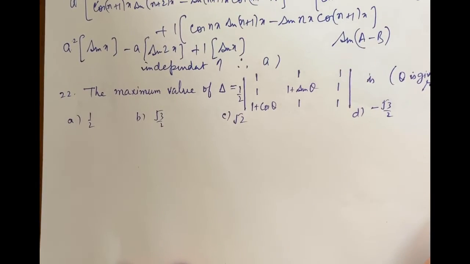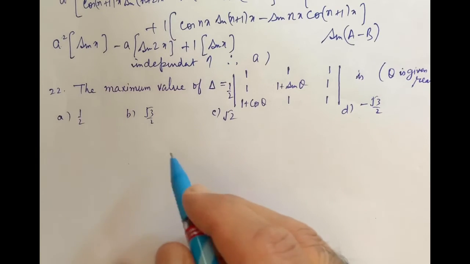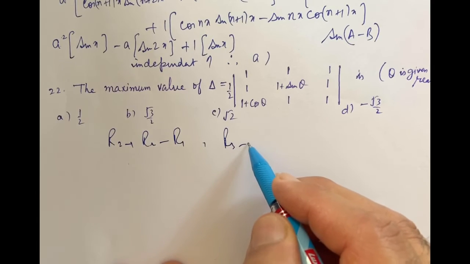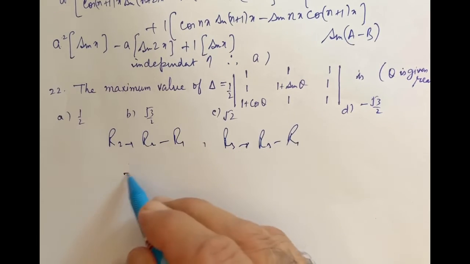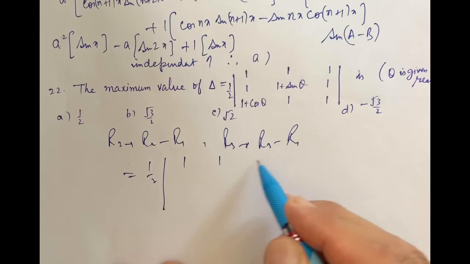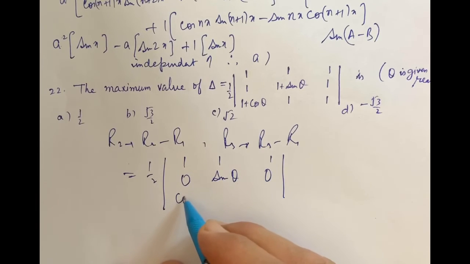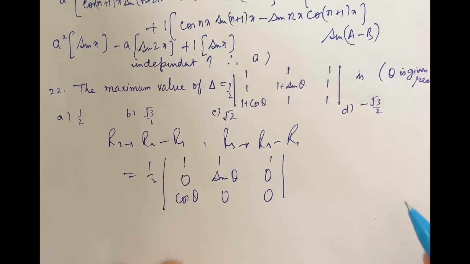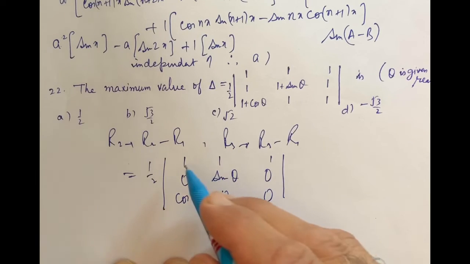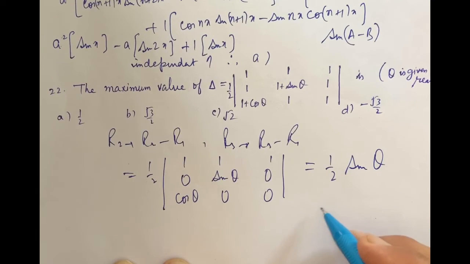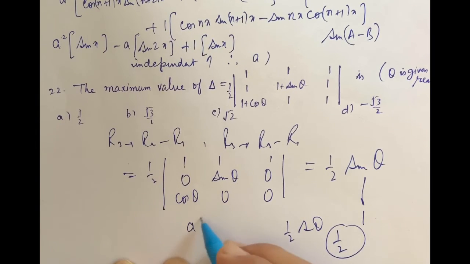Next, we have to find the maximum value of the determinant. So we can operate R2 minus R1 and R3 minus R1. This is 1 by 2 outside, first row as it is. This is 0, this is sin theta, this is 0, cos theta, this is 0, this is 0. So 1 0 0, we expand along the elements of the third column. This is 1 by 2 into sin theta. Now sin theta has a maximum value of 1, therefore 1 by 2 into sin theta will have a maximum value of half. So A is the correct option.